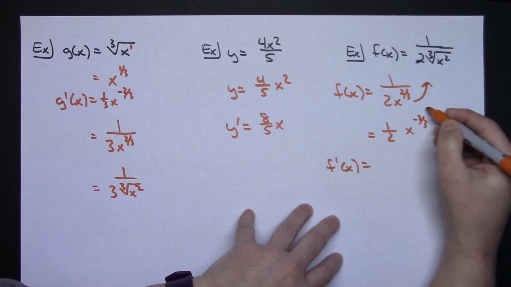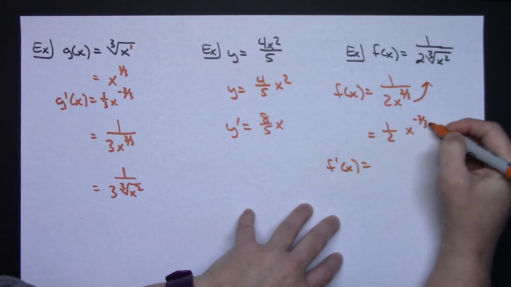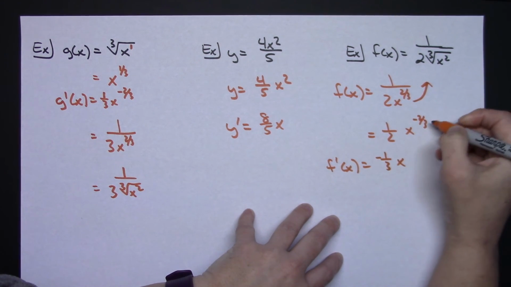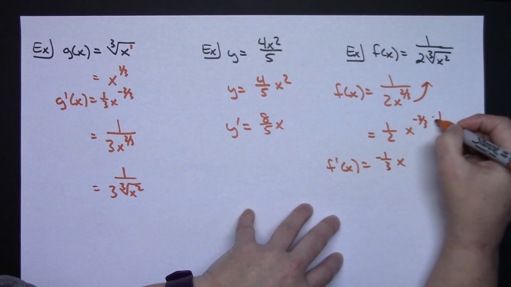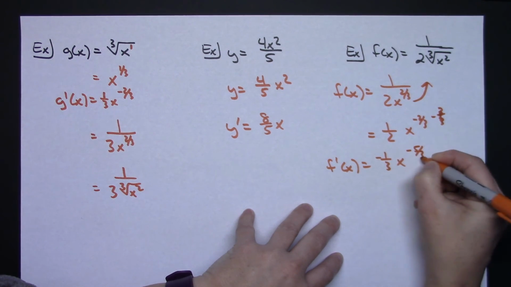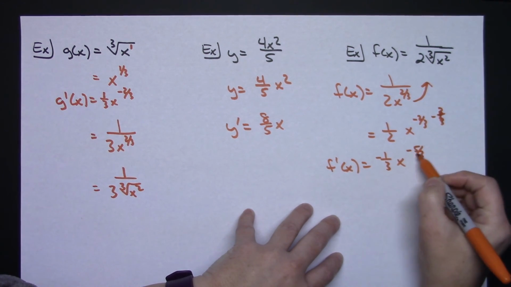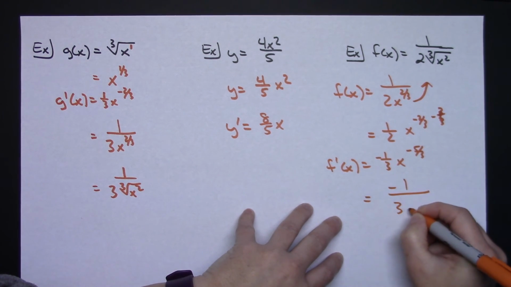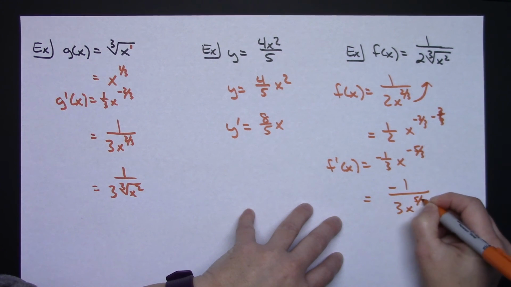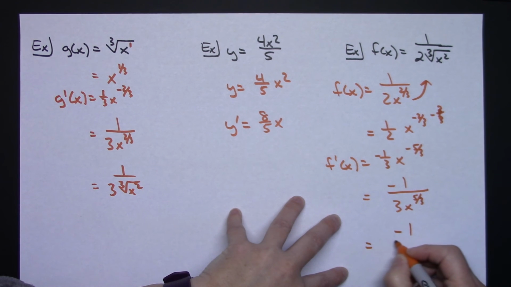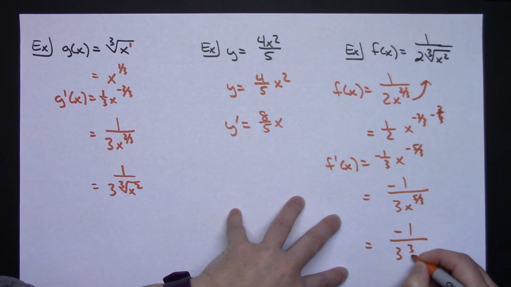Alright, so 1/2 times a negative 2/3. Hopefully you can do that in your head. That'll be a negative 1/3. And then x raised to the, I've got to subtract 1, but really I'm subtracting 3 over 3. So a negative 5/3. Alright, now I don't want to leave that as a negative exponent. So negative 1 over 3x to the 5/3. And then there again, if your teacher doesn't want rational exponents, then you could rewrite it as negative 1 over 3 times the cube root of x to the 5th power.